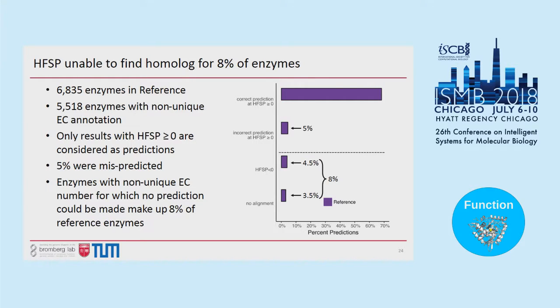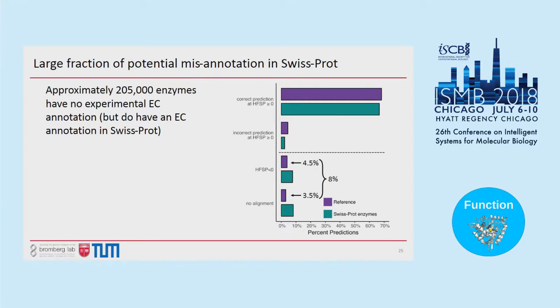And secondly, for about 8%, which is made up of 4.5% of proteins with an HFSP score smaller than 0, and 3.5% of proteins that did not generate an alignment to begin with, for those 8% of enzymes we cannot make a prediction.